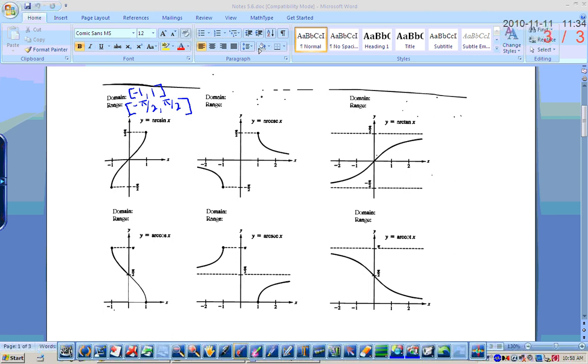These graphs, they've stopped. We've restricted the range so that they are functions, so they do not keep going. We've restricted the range only.